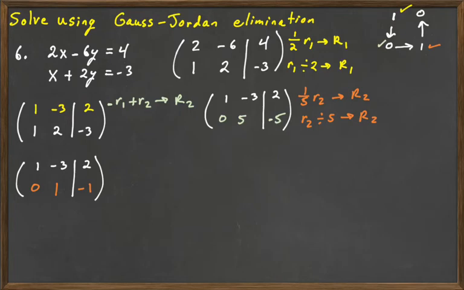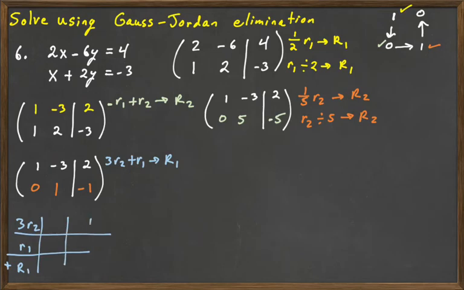Now we just need to make a 0 in row 1, column 2. Since we're in column 2, we're going to use row 2. And the number there that we would like to make a 0 is negative 3. So we're going to use the opposite sign there, which is positive 3. So we're going to do 3 row 2, add that to row 1, and that's going to replace row 1. So we'll do our little scratch work here to the side. So 3 row 2 plus row 1 is going to replace row 1.